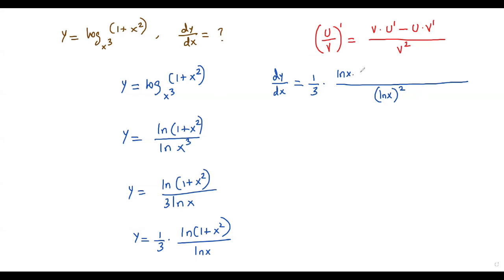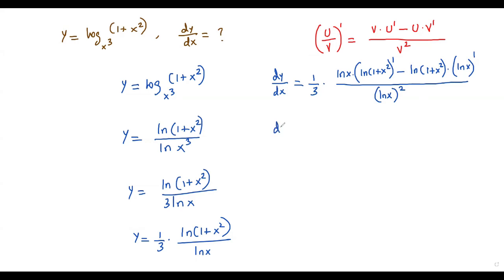The same denominator should be taken in the numerator, ln x. And I have to find the derivative of the numerator, which is ln of 1 plus x square prime, minus. Now I have to keep the numerator ln of 1 plus x square as it is, and get the derivative of the denominator, that is ln x prime.